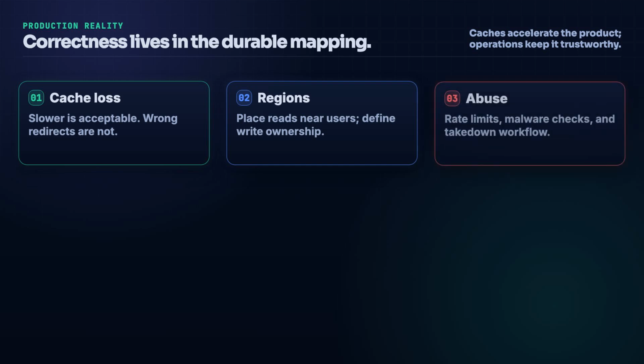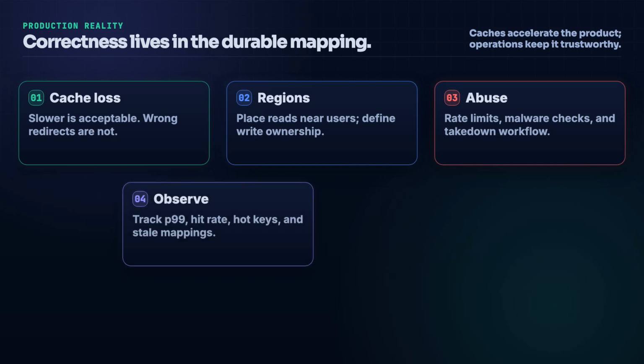Rate limits, malware checks, reserved aliases, and link disable controls protect the product from abuse. These checks belong mainly on creation and administration, not on every redirect. Monitor redirect latency by tier, cache hit rate, hotkeys, shard load, error rate, and analytics drops.